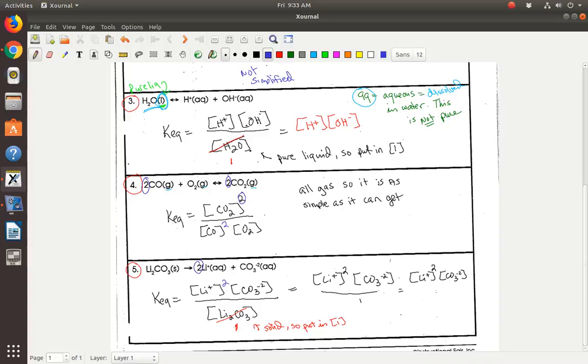And over here, that same thing we had. This was a solid, so for solid I had to put in the 1. And here's the coefficient of 2 that became the exponent of 2. And it's aqueous again, dissolved in water, so it's not pure, but I could get rid of the 1 on the bottom. So this is the final simplified equilibrium constant. Okay, check your answers. When you're ready, we need to move forward.